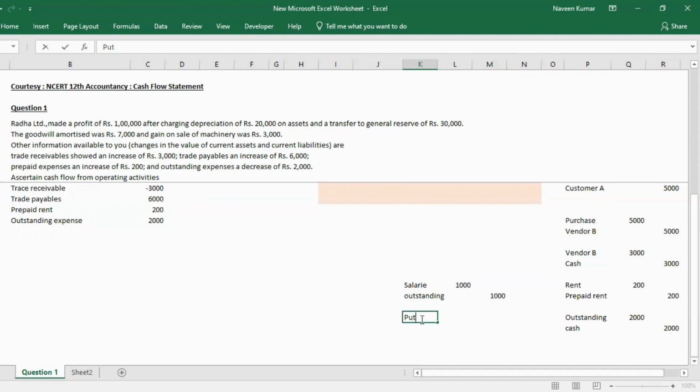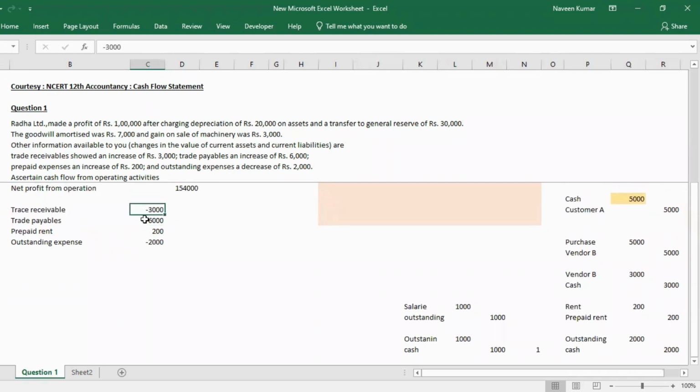So now what I'm doing? Outstanding 1,000, cash or cash value you can tell 1,000. Now here this outstanding expenses decreased by 2,000, right? So this liability is getting decreased, then your cash is going out. That means it is an outflow. So decrease in liability is decrease in cash. So this is minus 2,000.